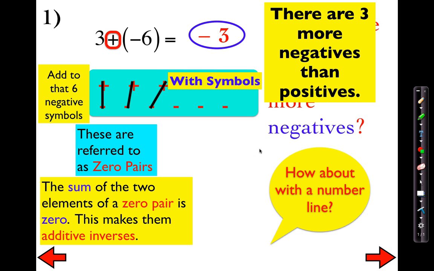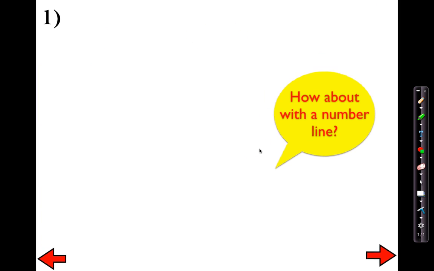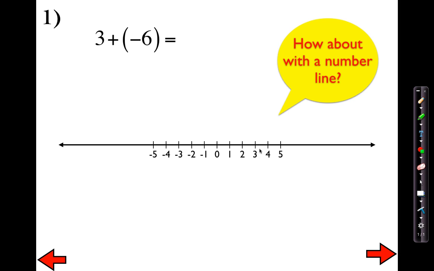So how about with a number line? What do we do then? Well, let's see. Here, I'm going to start with a number line. First, it's important that we understand we always start with 0 because that's the origin. Okay. Notice I moved 3 to the right. Why? Because I'm starting with 3. Okay. This is a positive 3, so I went to the right.